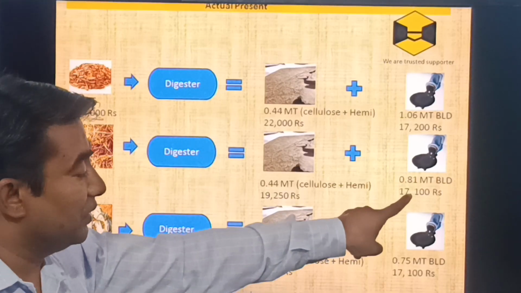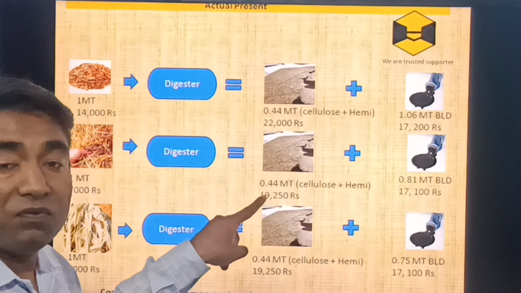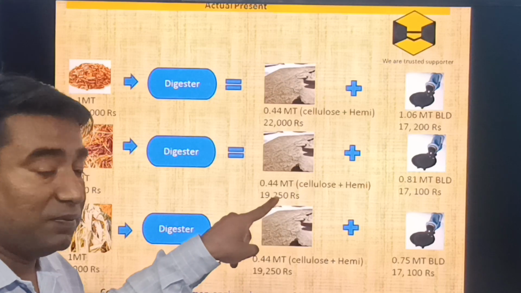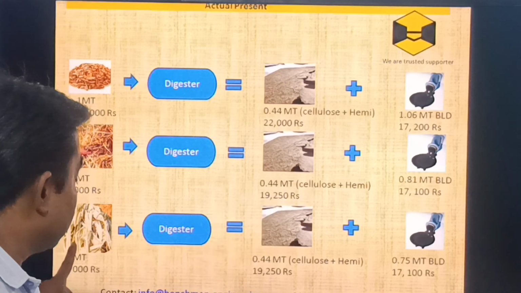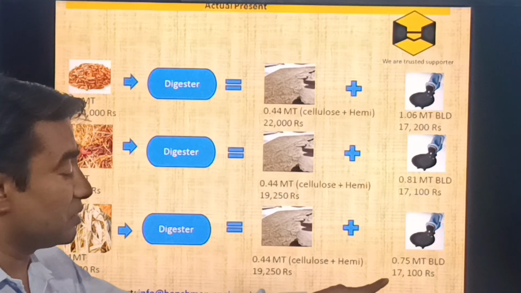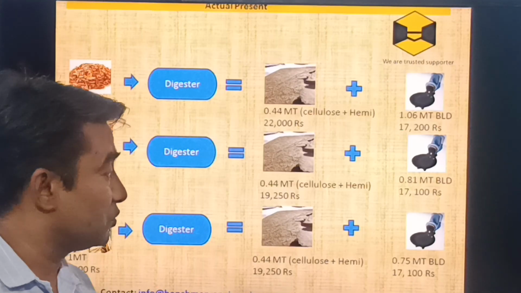In the case of wheat straw, this value will be 17,100 rupees, and the fiber, which is cellulose plus hemicellulose, will be 19,250. In the case of bagasse, it will be 19,250 plus 17,100 rupees for the black liquor solid.